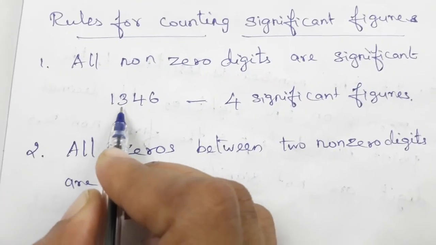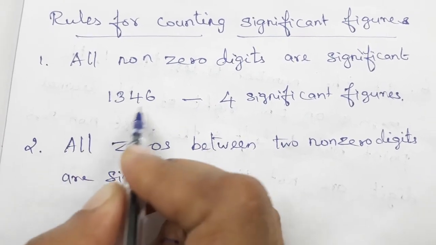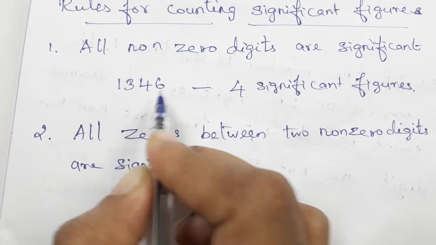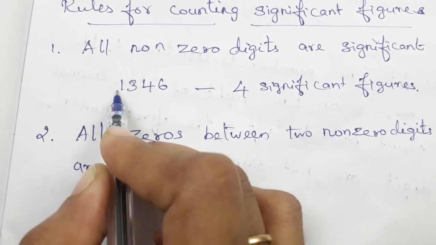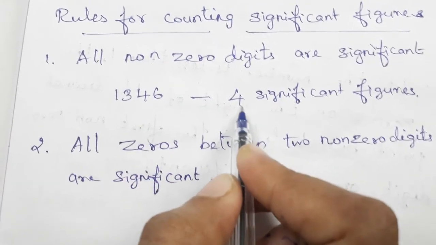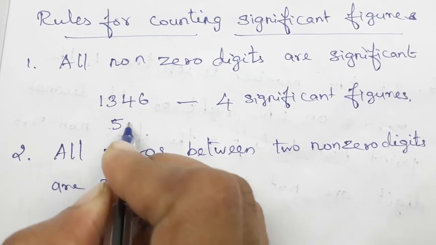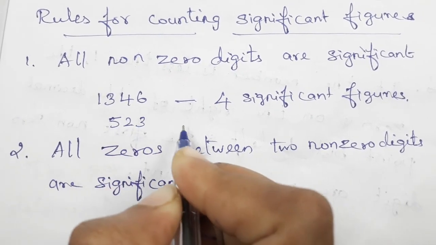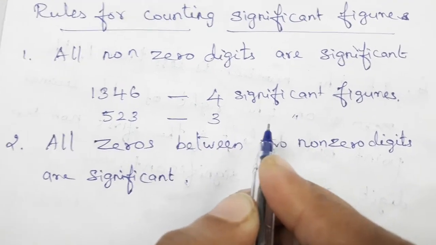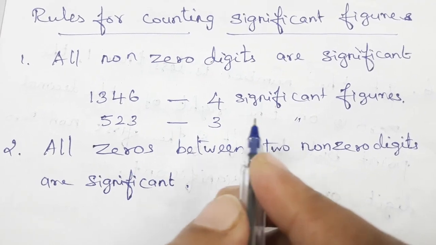Example: 1346. Here there are no zeros. All the digits are non-zero, so all are significant. So 1, 2, 3, 4. How many significant figures? 4 significant figures. Another example, 523. This number has 3 significant figures. So all non-zero digits are significant figures.